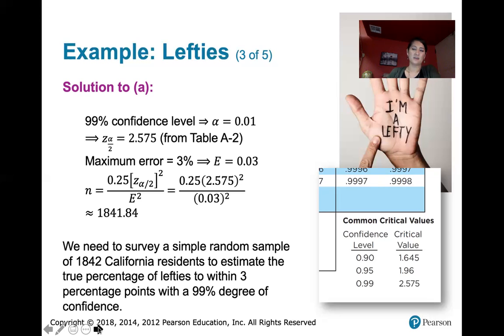no more than 3%. We're going to have some p hat, we're going to add 3% and subtract 3%, or add less than 3% and subtract less than 3% in order to get that range. And we will be 99% sure that the true percentage of California residents who are left-handed lies in that range, provided that we have samples of 1,842 California residents and we do this multiple times. 99 out of 100 of those times, that range would contain the percentage.